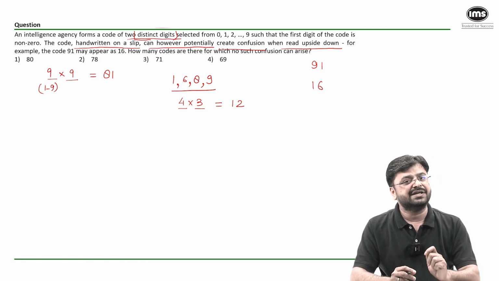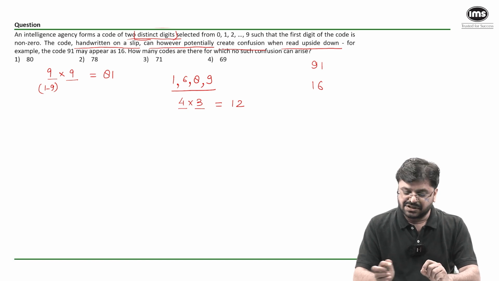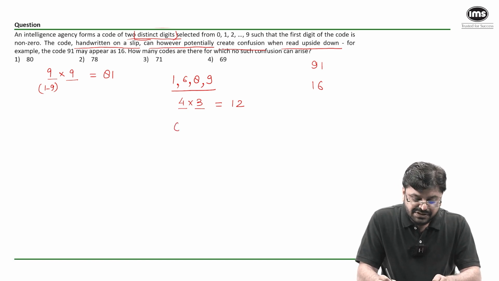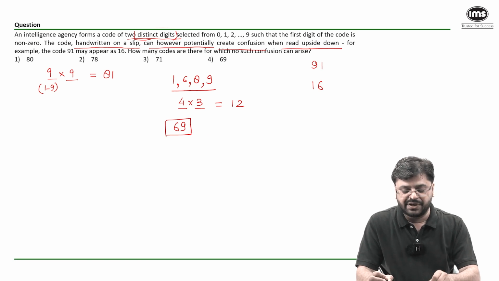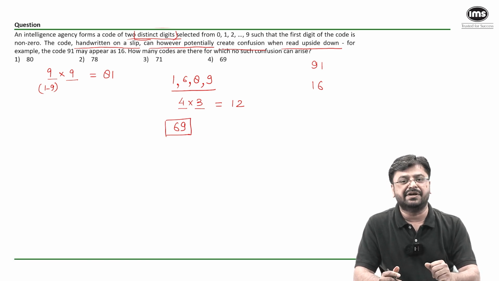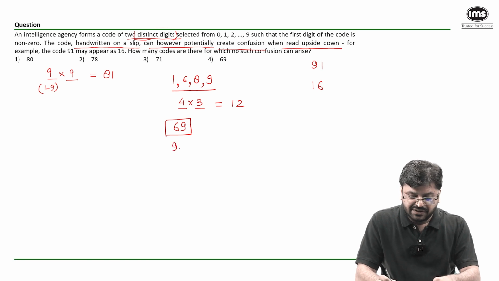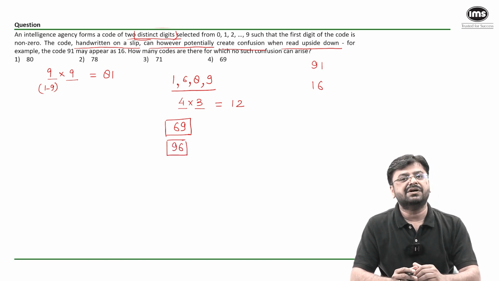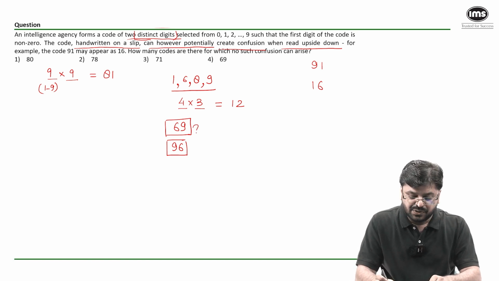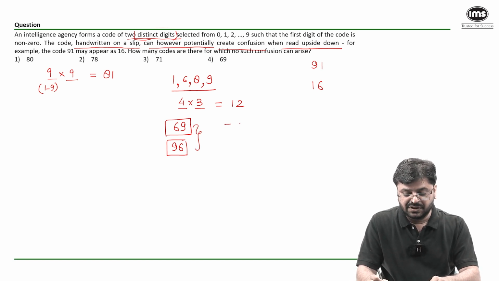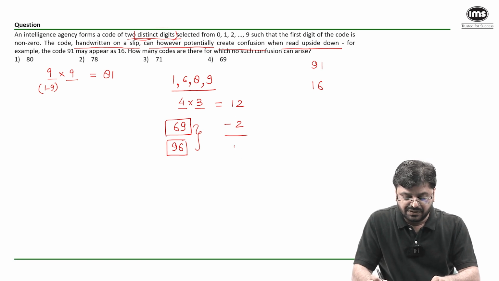But again, there's a catch. What is that catch? A number 69 will never create any confusion for you, because when you read it upside down, it will still be read as 69. Same way, if you read a number 96 upside down, it will still look 96. So these two numbers will not create any confusion, and hence we are subtracting them out of the pool of 12.